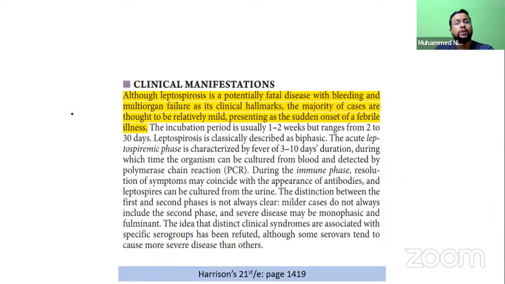Although leptospirosis is a potentially fatal disease with bleeding and multi-organ failure, the majority of cases are thought to be relatively mild, presenting as a sudden onset febrile illness, something that we also see. Only a few patients are really sick. A very small number of patients actually go into the characteristic Weil syndrome associated with AKI, jaundice, and pulmonary hemorrhage. Most of the infections are mild, so this is something we have to know. The intention is again to test your knowledge of Harrison, whether you have read it or not. Most of the questions this time were factual questions.